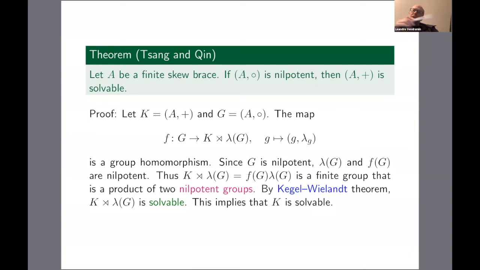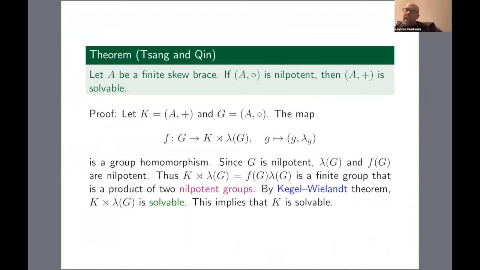This was also a conjecture of Byott. Again, the problem appeared at the beginning in the theory of Hopf-Galois extensions, but of course I will mention this in the language of braces. Suppose that you have a finite skew brace A. If the multiplicative group is nilpotent, then the additive group is solvable. This was recently proved by Tsang and King. And I can give you the proof because it's quite short. I would not say it is easy, but it is quite short.